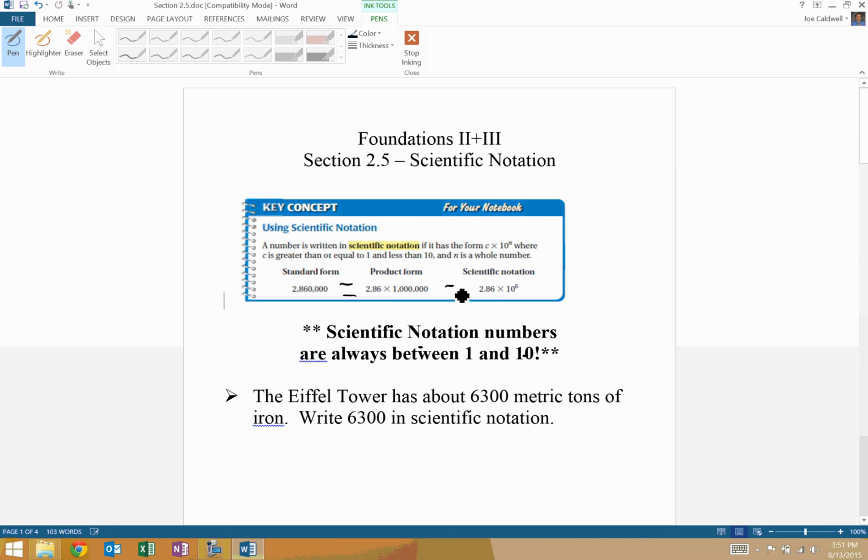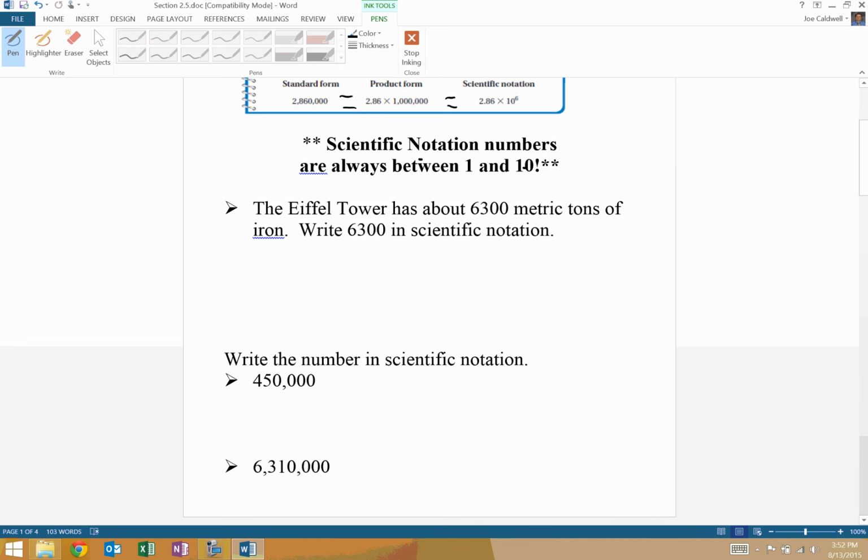Scientific notation then uses exponents. So 10 to the 6th power is a million. I'm going to show you an easy way to do this as well. This first example, 6,300, is probably not that hard to write, and you probably wouldn't really use scientific notation for it, but let's keep it easy. Let me show you how you do this.